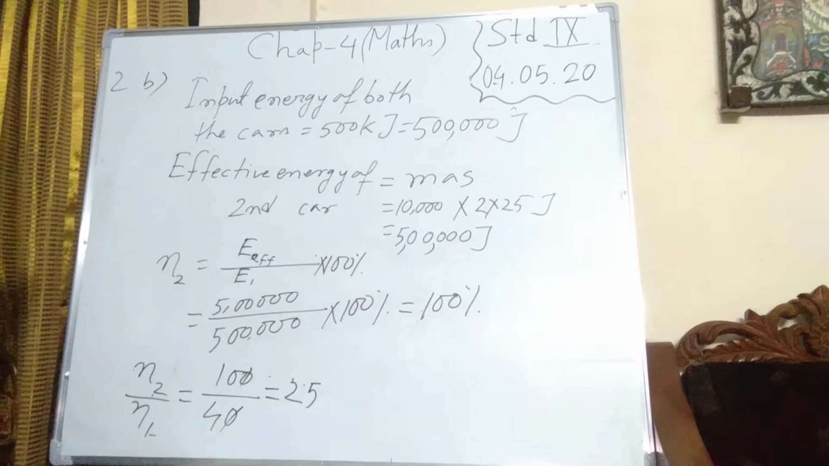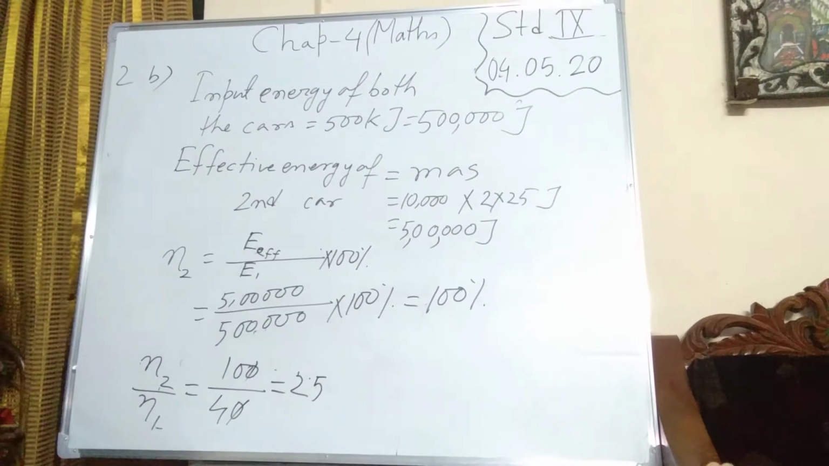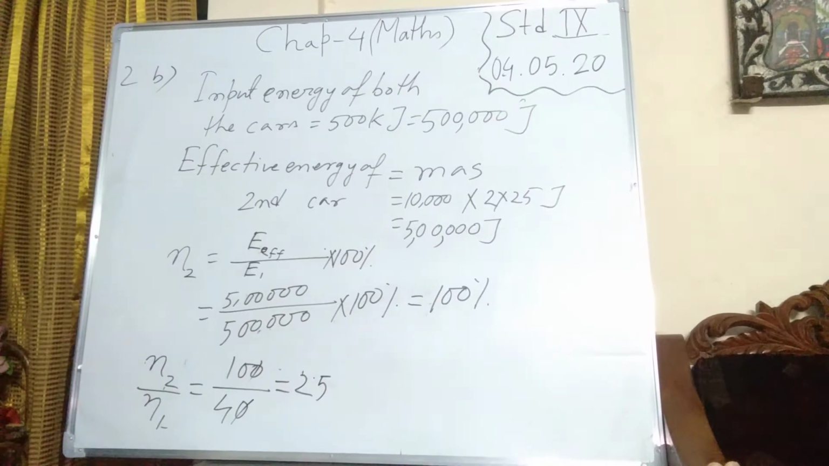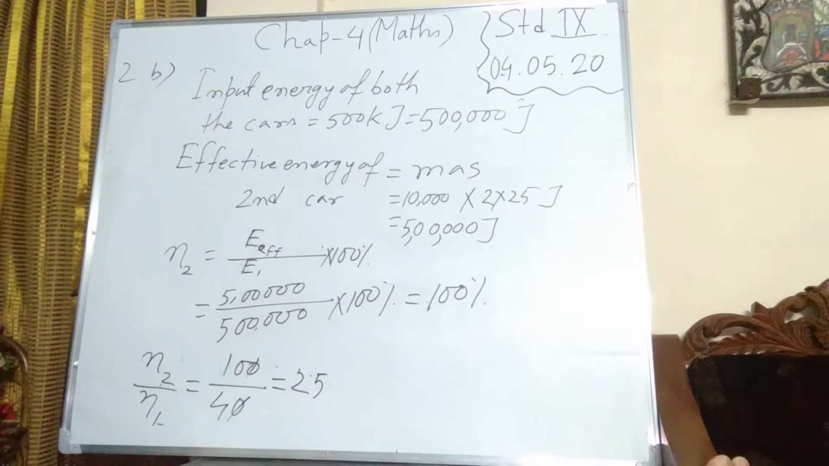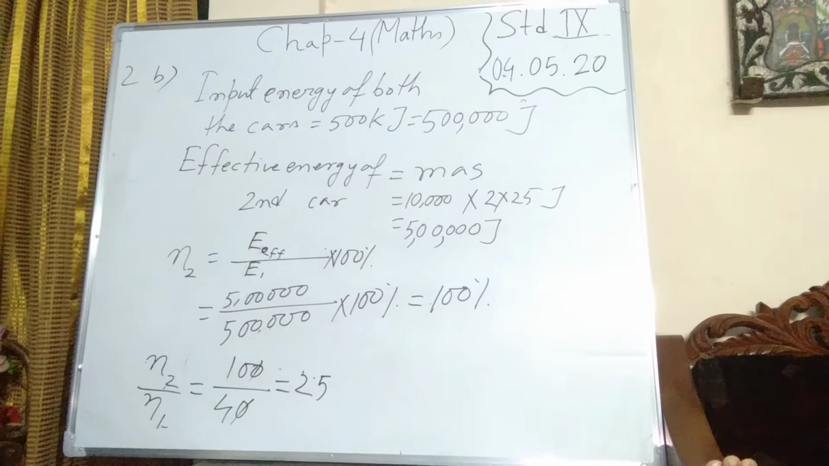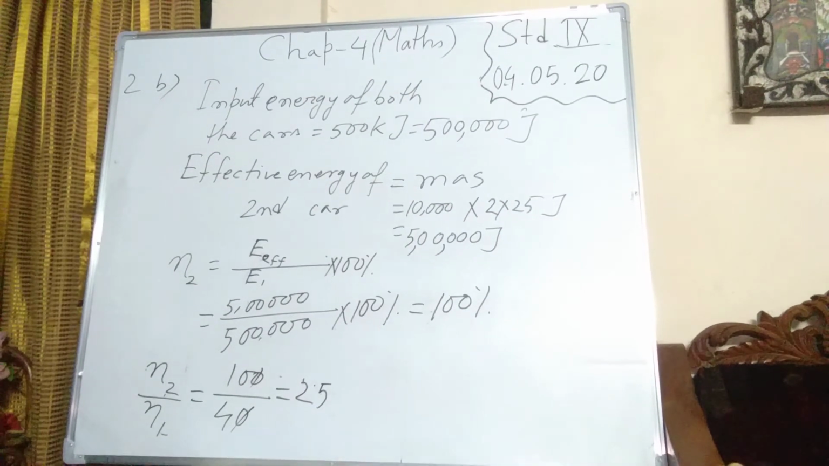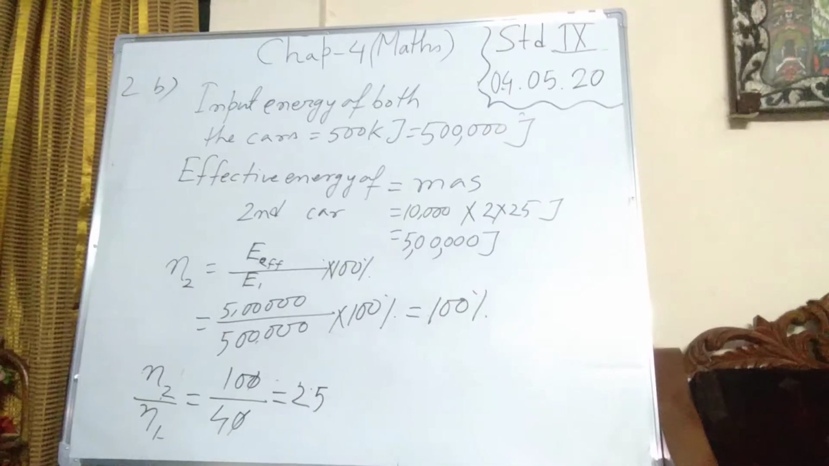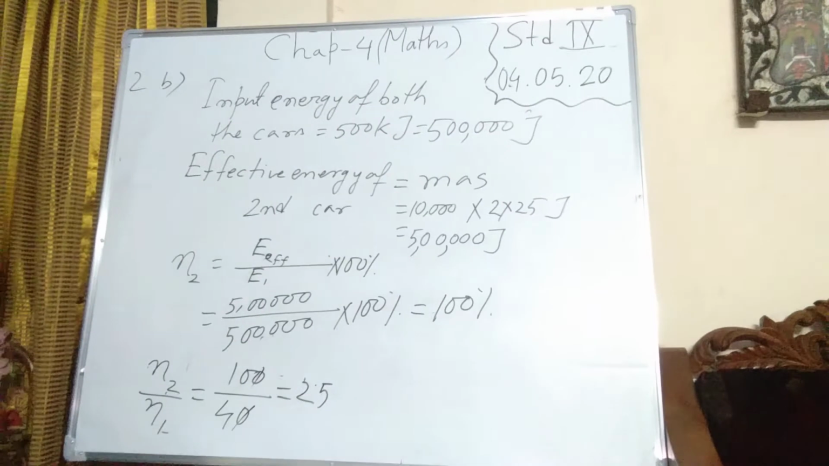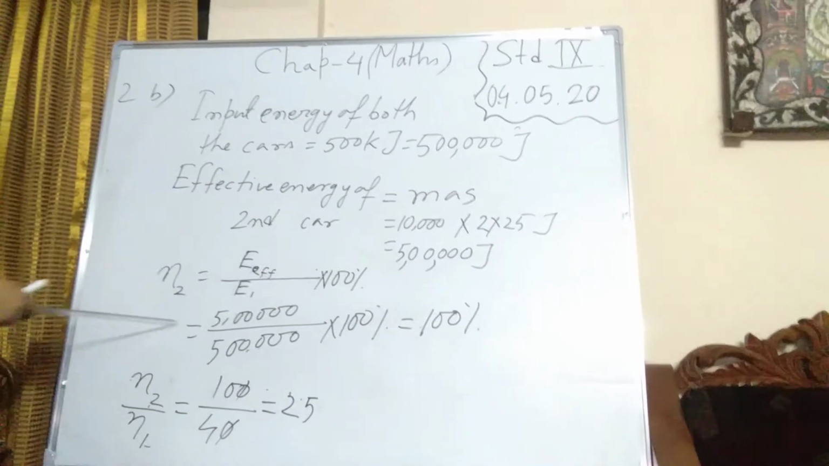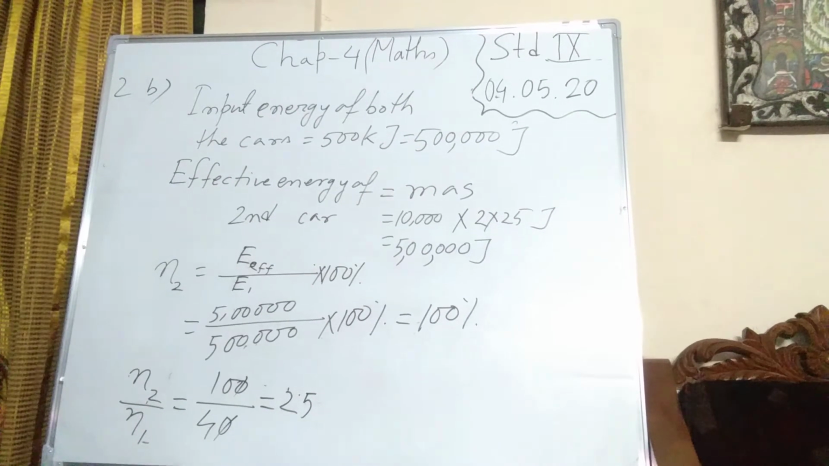You can ask me why the acceleration is the same for both cars: because both the cars start from the rest position and they acquire the same velocity after 5 seconds. So obviously their acceleration should be equal and their displacement also equal. So the efficiency of the second car is 100%.